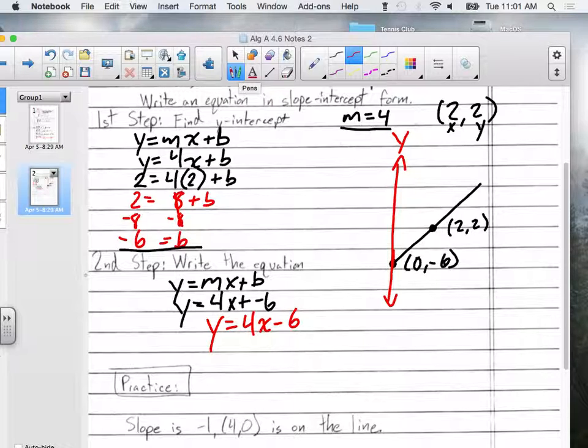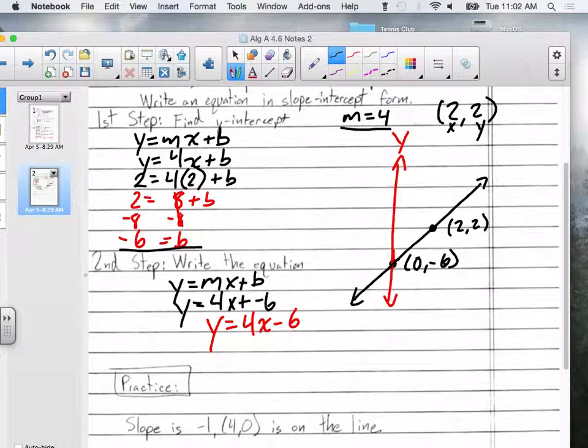Does our line just stop there? No, it keeps going on forever, right? So it goes that way and it keeps going that way. So how many points make up that line? Infinite. Infinite, not just our 2 points that we identified, right?